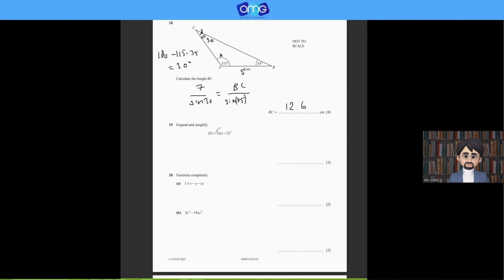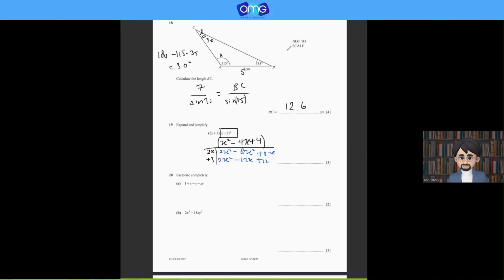Okay, number 19, expand this, expand, simplify. First we need to expand this, which is x squared minus 4x plus 4. Okay, and this is multiplied by 2x plus 3. Okay, let's make it vertical to make counting easier. Okay, let's count this. 2x times x squared is 2x cubed, and this gives us minus 8x squared, and this is plus 8x, and this is 3x squared minus 12x plus 12.